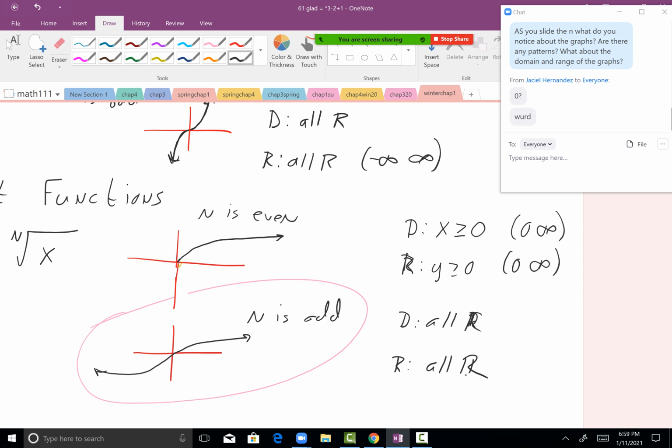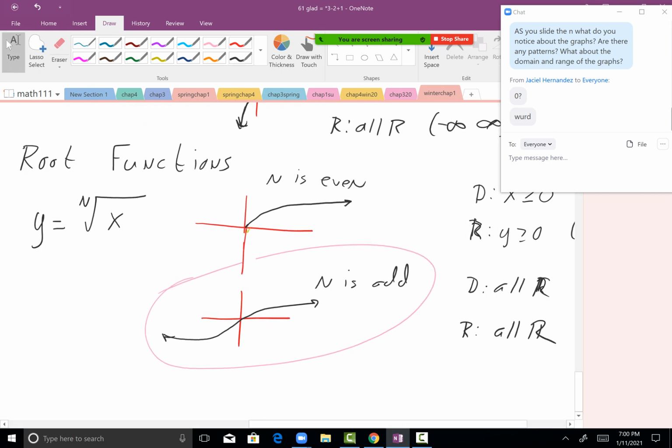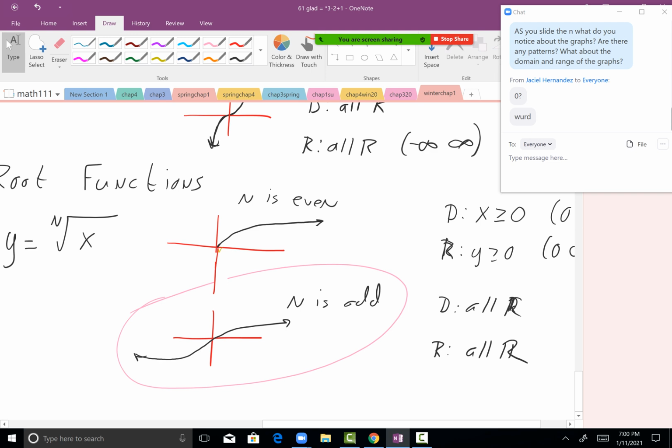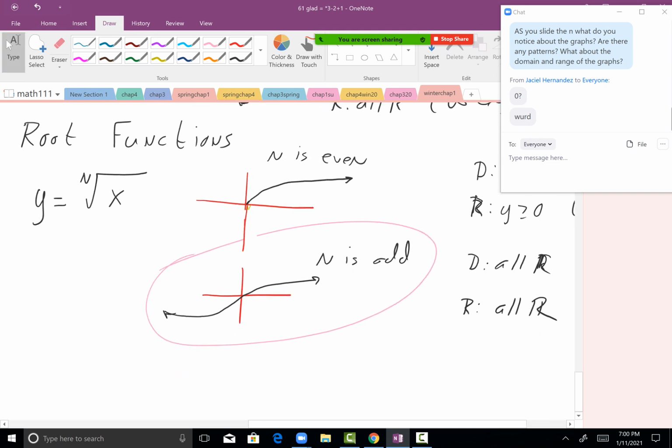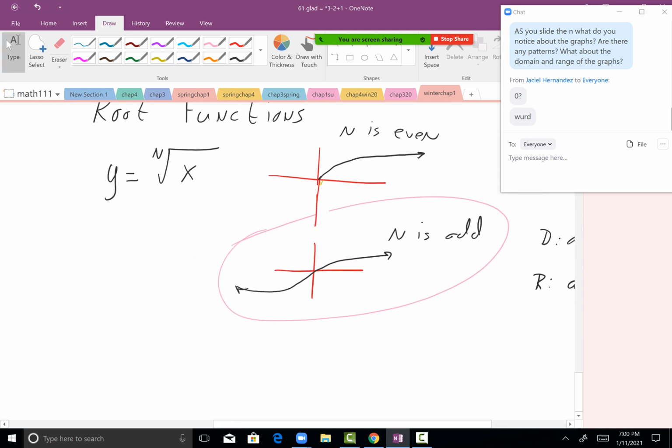All right? So that's what a root function looks like. We call it a root function because obviously it's a root, but they are related to the power functions. So what a great connection. Okay, good deal. We're cruising along. Now let's do one more, and then I'm going to give you that break.